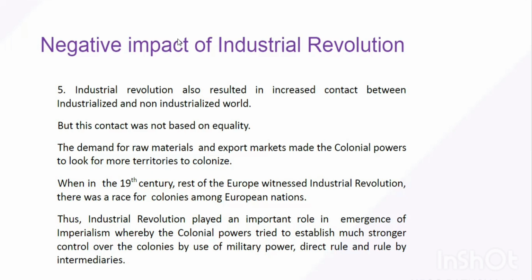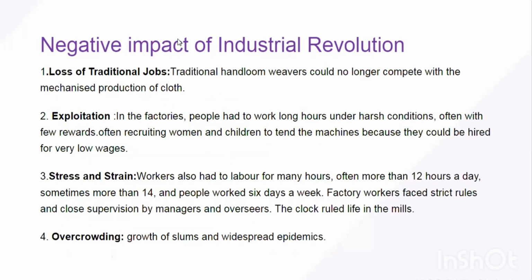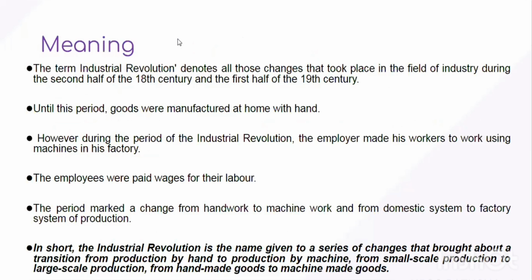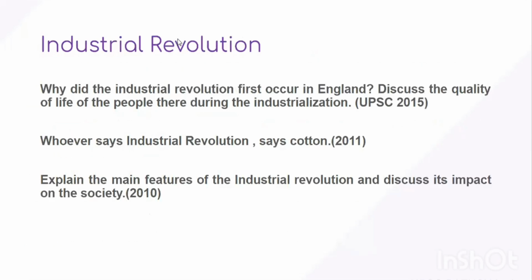Okay, so these are all the negative impacts of industrial revolution. So this is all about industrial revolution. I hope the chapter is pretty clear. Very simple. If you see the nature of questions that have come, we have covered all the questions. Why did industrial revolution first occur in England? So we have covered all the causes.